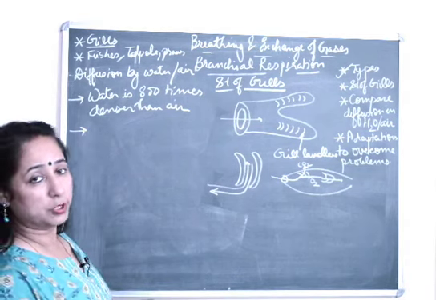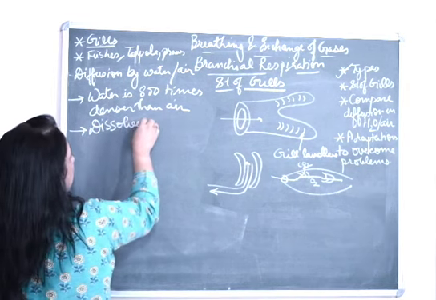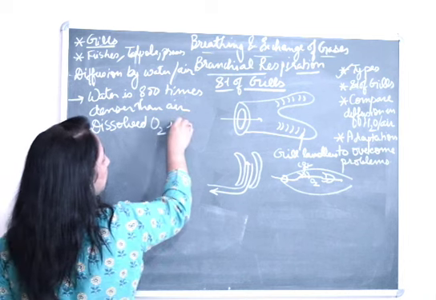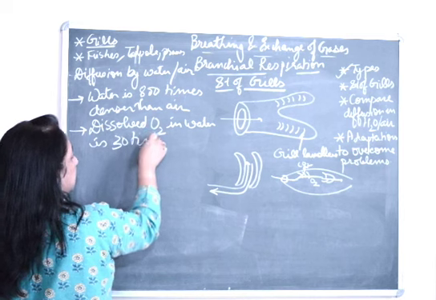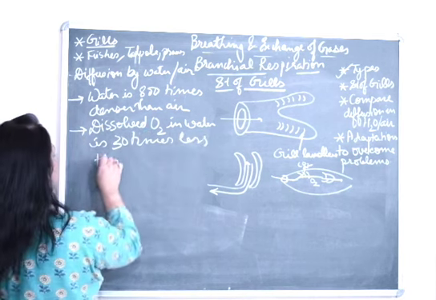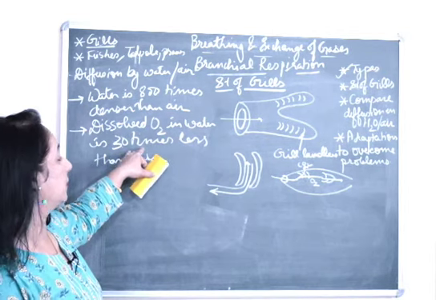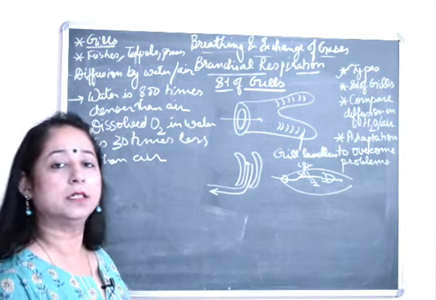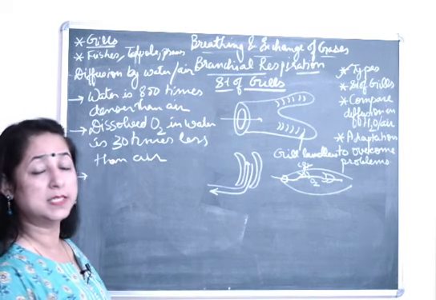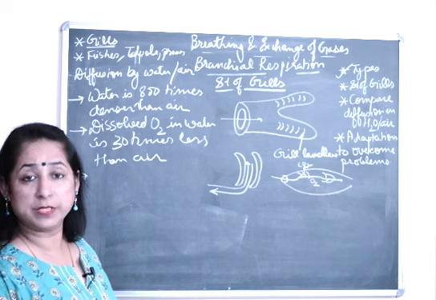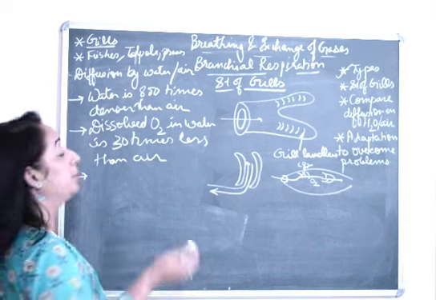The second reason is that the dissolved oxygen in water is 30 times less than in air. When such a small amount of oxygen is present inside the water, it will take time for the process to happen. And the third condition is that the mode of diffusion taking place here is 5 lakh times slower as compared to air.